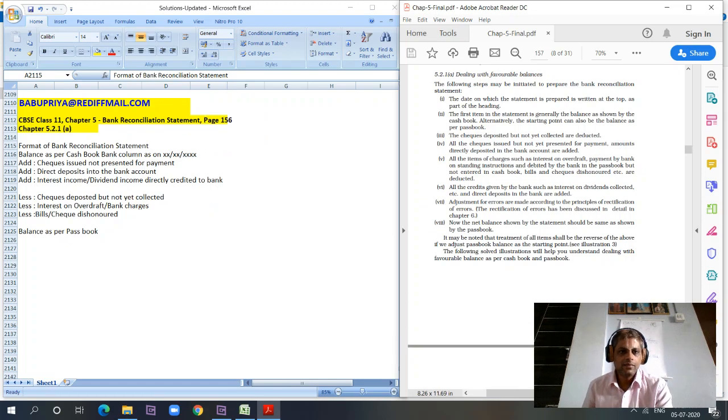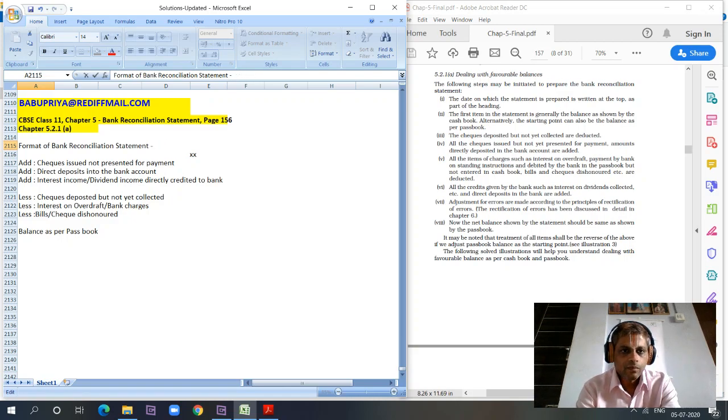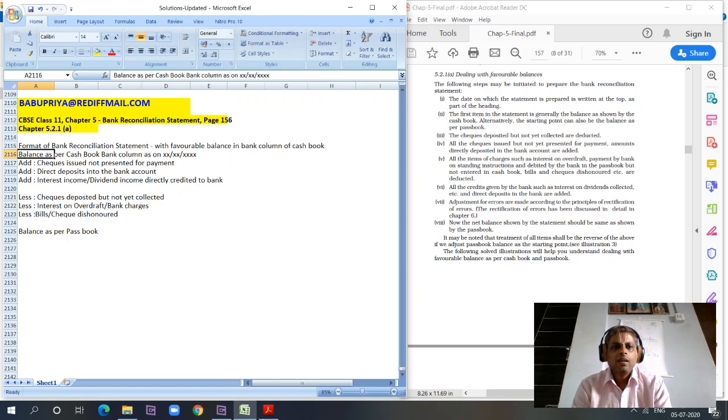Right? Let's prepare the format of the bank reconciliation statement. Let's take cash book as the basis, and it is a favorable balance. Format of bank reconciliation statement with favorable balance in bank column of cash book. Balance as per cash book, column as on xx date, as on a particular date, right? Then we have to add the checks issued but not presented for payment, right?